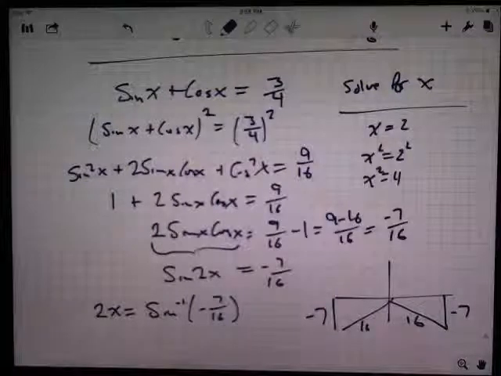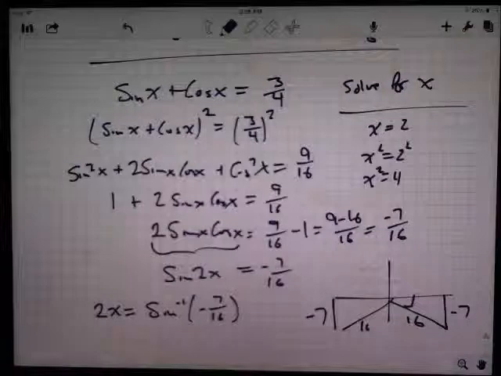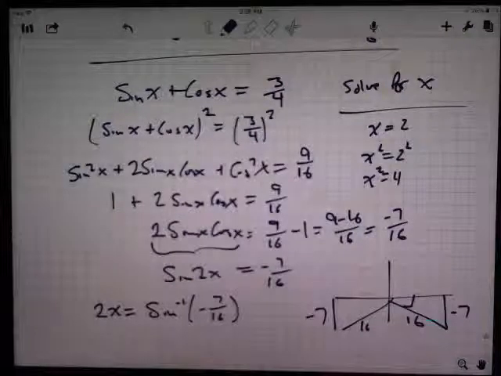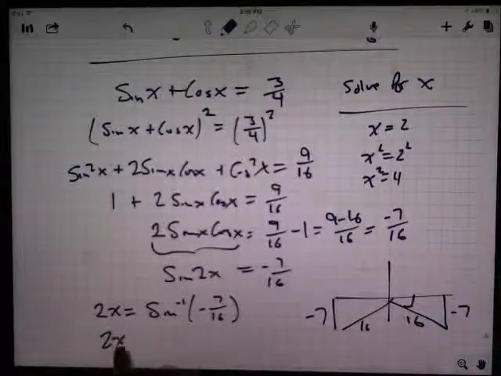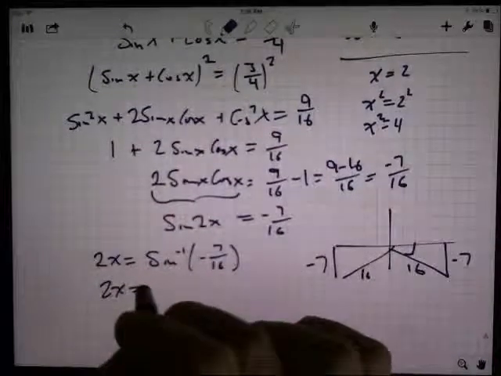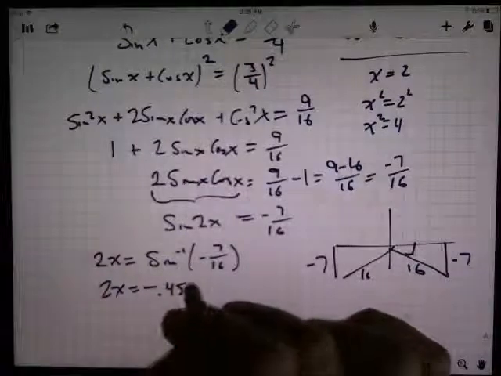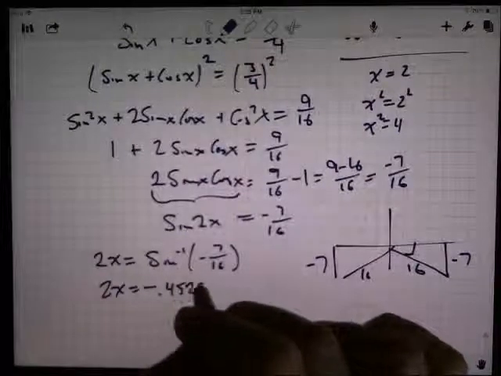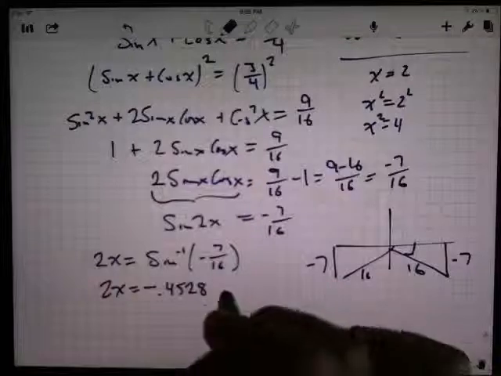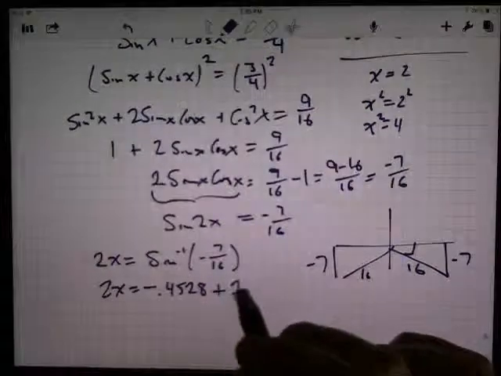And I know that the inverse sine is going to give me this angle here, because it's going to give me either a fourth quadrant or a first quadrant angle. So 2x would equal negative 0.4528. It's in radians, or anything coterminal with that. So I'm going to say plus 2 pi n.